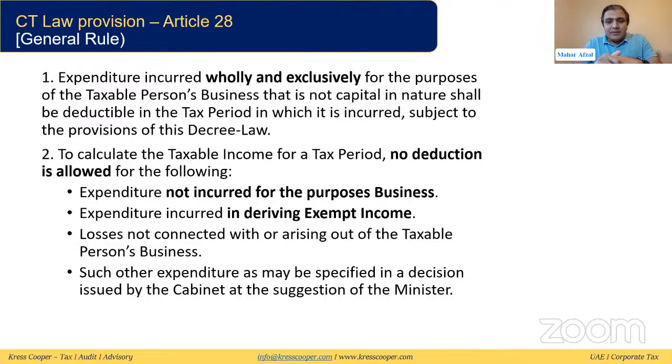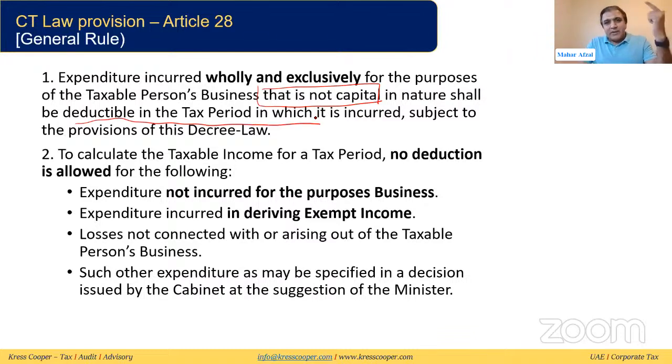Subclause 1 of Article 28 of the UAE CT law says expenditures incurred wholly and exclusively for business purposes, and which are not capital in nature. This word is very important: not capital in nature. So if expenses are wholly and exclusively for business purposes and are not capital in nature, the law says they will be deductible in the tax period in which they are incurred, subject to the provisions of the Decree-Law.